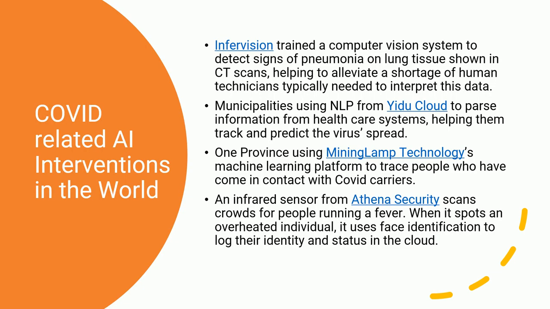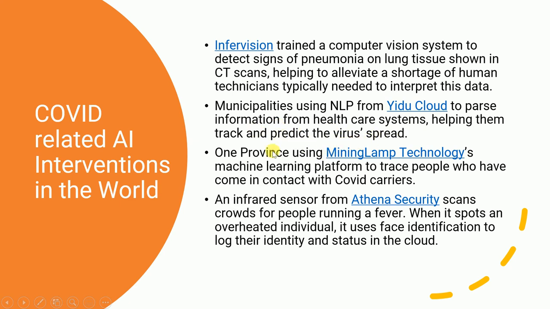So now let's look at the COVID-related artificial intelligence innovations that happened in the world. One is InferVision, which trained a computer vision system to detect signs of pneumonia on lung tissues shown in CT scans, helping to alleviate a shortage of human technicians needed to interpret this data, right? Similarly, there are municipalities using natural language processing from Baidu Cloud to parse information from healthcare systems, helping them to track and predict the virus spread, right?